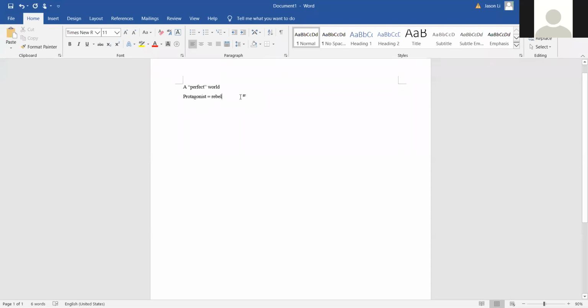Although you can say that he's one of the antagonists, the Capitol is more or less the main antagonist, because President Snow by himself has no power. He only has power when he's with the Capitol. So that's why I'm saying that the Capitol is the main antagonist of the story.